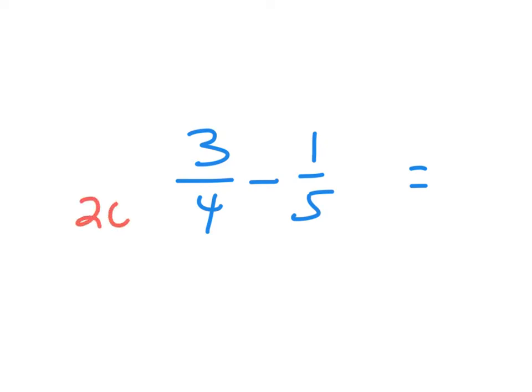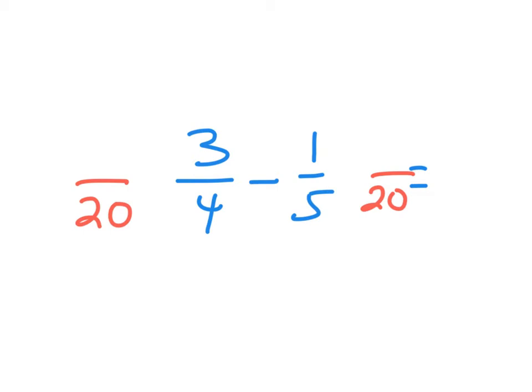Alright, let's try another one now. Let's try subtraction: 3/4 minus 1/5. Again, we're looking at subtracting two fractions, but they have different denominators. So first thing I need to do is find a common denominator, and if I multiply the denominators, I get 20. My new denominator for both fractions is going to be 20.